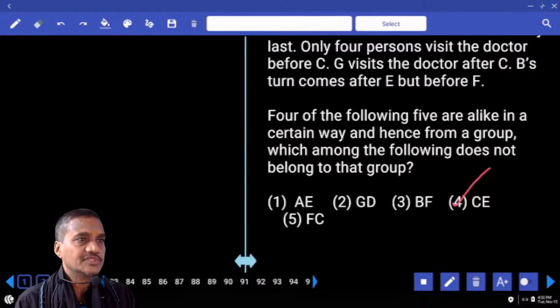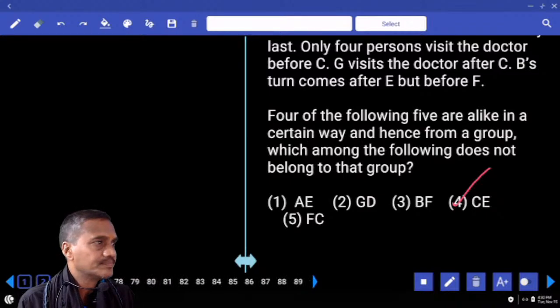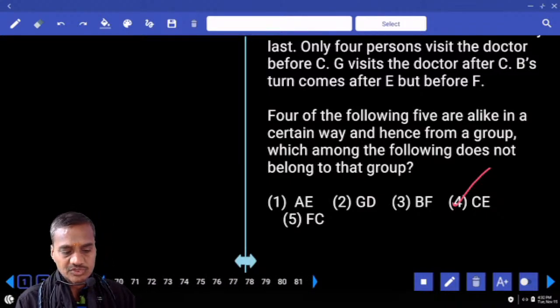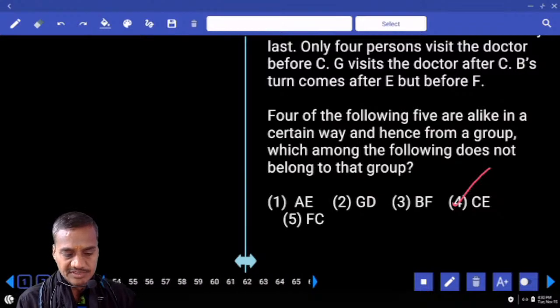Is anything left over in this paper? Number series. Question numbers please. 46 to 50. Number series.